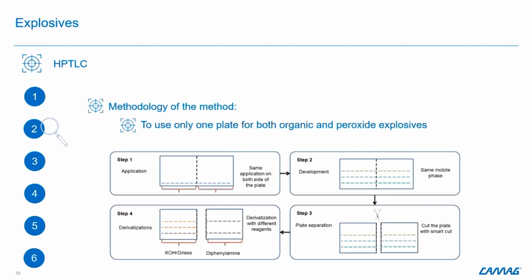The first step is to apply the same sequence on both sides of the plate. Then, step number 2, we develop the plate with the same mobile phase. Step number 3, we just cut the plate in the center with the smart cut. And then the last step is the derivatization. For that, you will use one side of the plate and derivatize for the organic explosives, and then the other side for the detection of the diphenylamine explosives, the peroxide explosives.